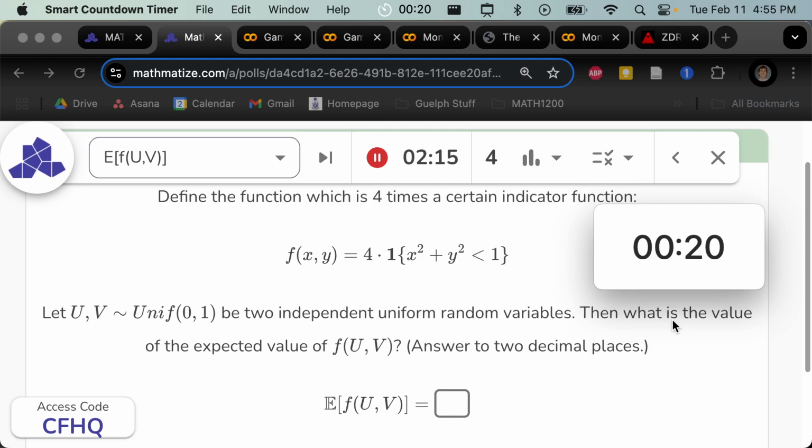Okay, 20 seconds left to put in your guesses. If you have no idea, I guess put in 1, 2, 3, like 123. We'll see how many people got this one. And again, if you drew the right picture, it should be pretty straightforward. I guess it depends how your probability class was too.